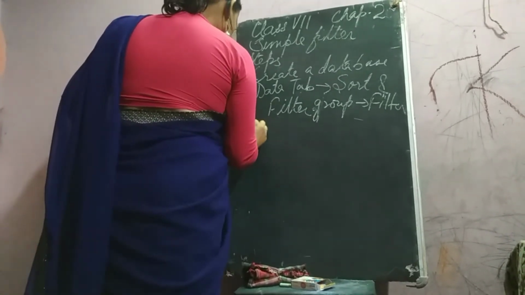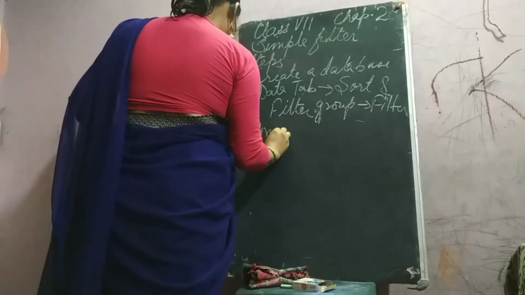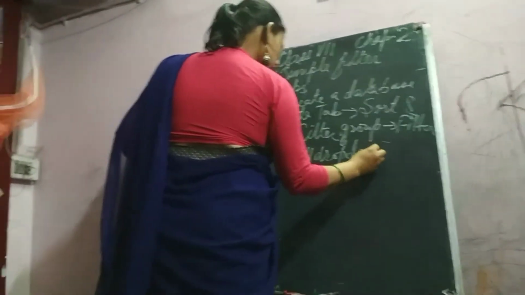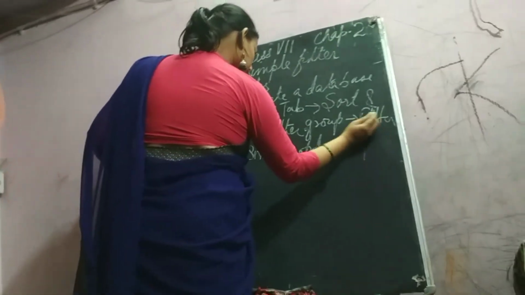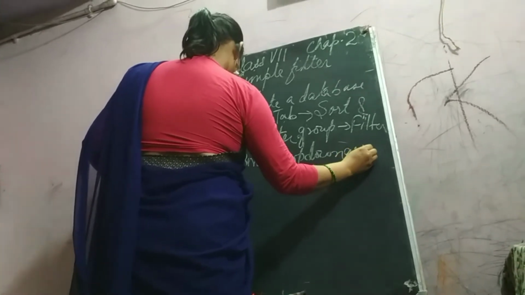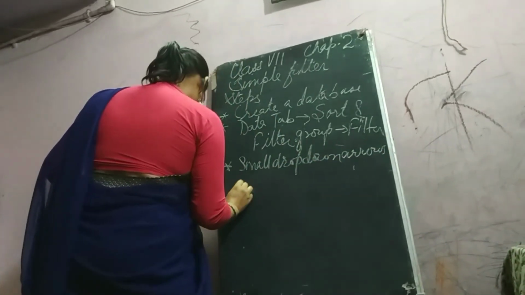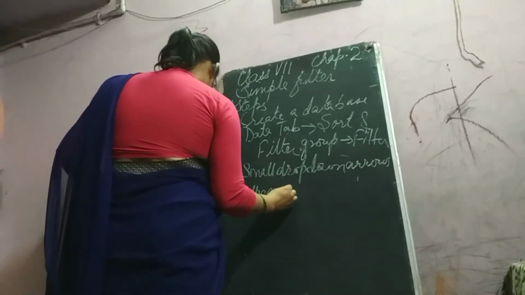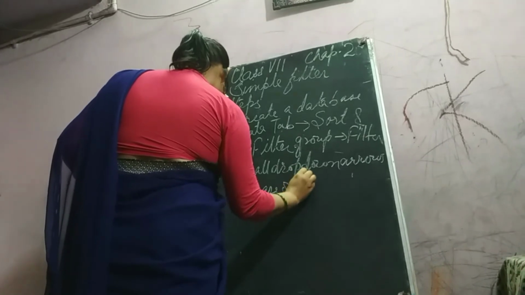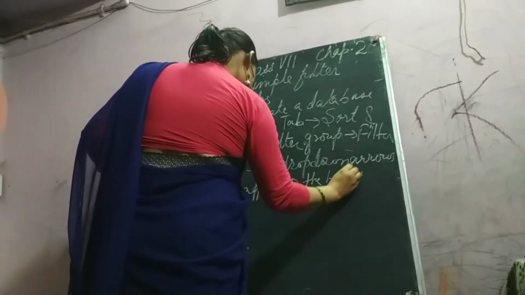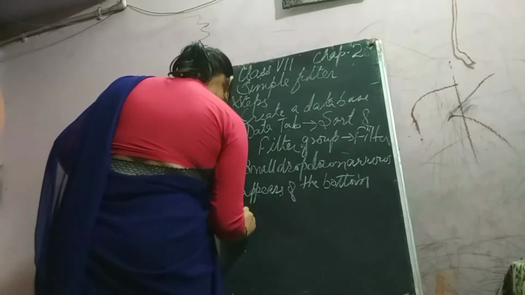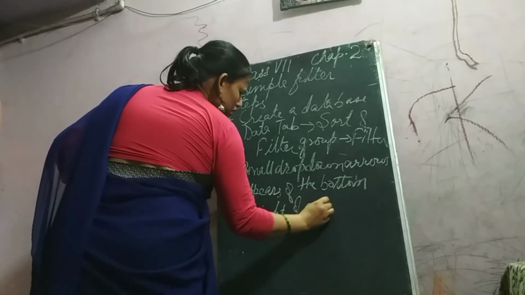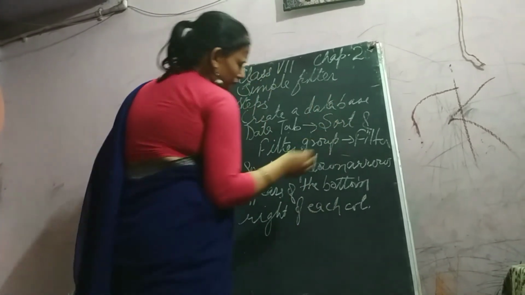Small drop down arrows appear at the bottom right of each column.